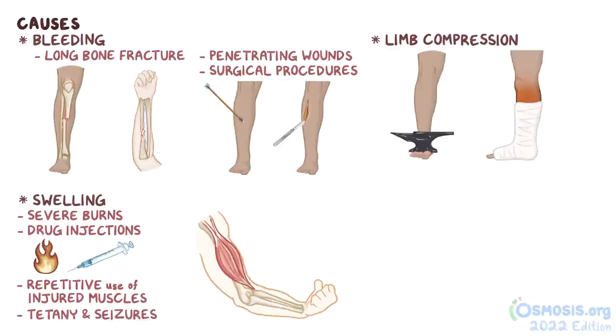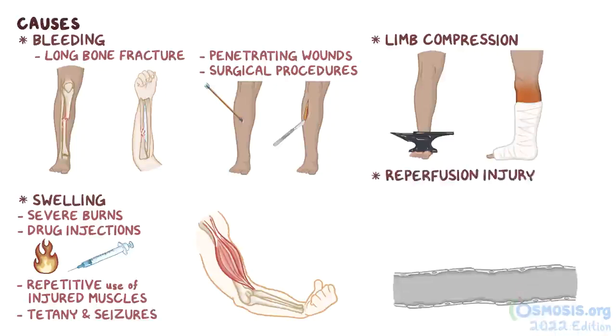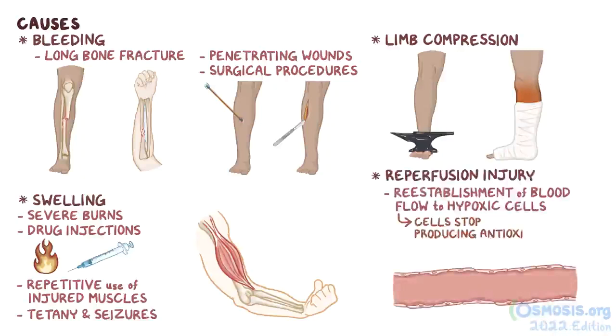Another potential cause could be reperfusion injury. This occurs with the reestablishment of normal blood flow to hypoxic cells. These cells stop producing proteins, like antioxidants. So providing them with oxygen again can actually lead to the formation of toxic reactive oxygen species that they can't get rid of.